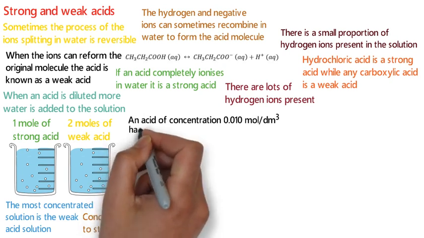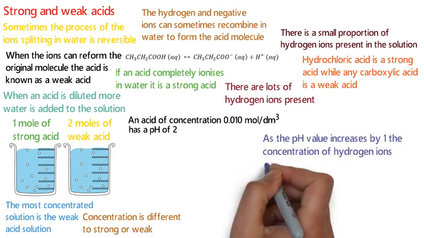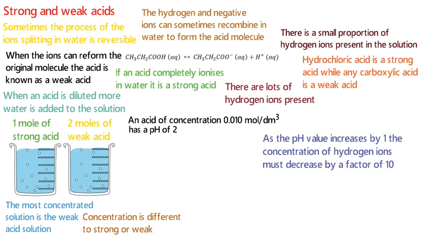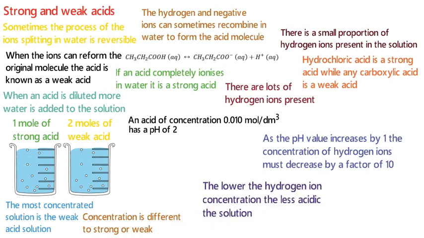We are now going to look at the pH scale. If we have an acid of concentration 0.01 mole per decimeter cubed, then the pH of the solution will be 2. If we have another solution of 0.001 mole per decimeter cubed, then the pH will be 3, and so on. This is because, as the pH value increases by 1, the concentration of H+ ions must decrease by a factor of 10. This makes sense, as the lower the H+ ion concentration, the less acidic the solution is.